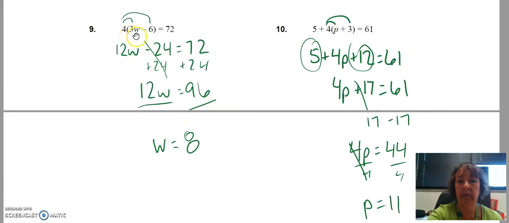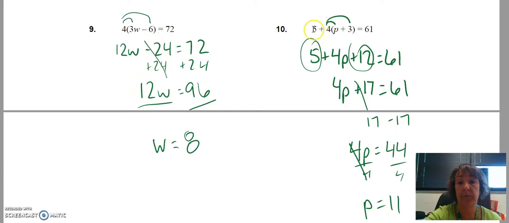Again, you can plug this back into your calculator. Using order of operations, you would do 3 times 8, which is 24. 24 minus 6 would be 18, and then 18 times 4 would be 72, so you know you're correct. Check your work on the test.